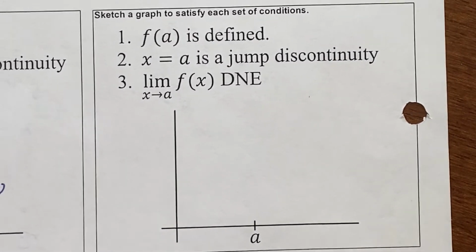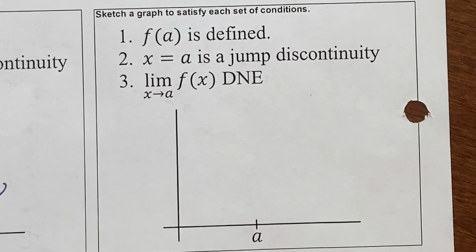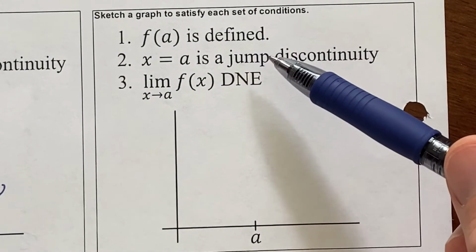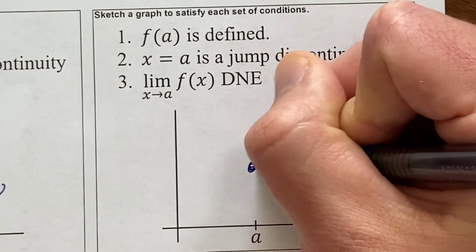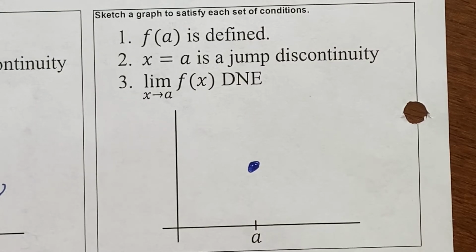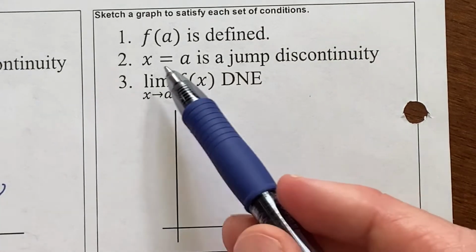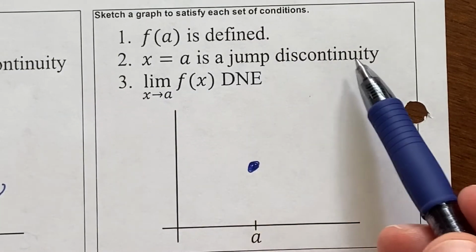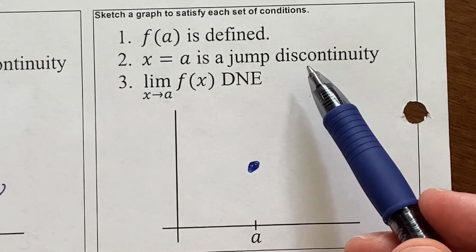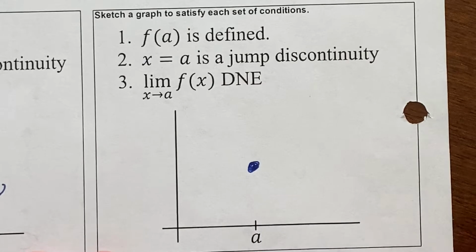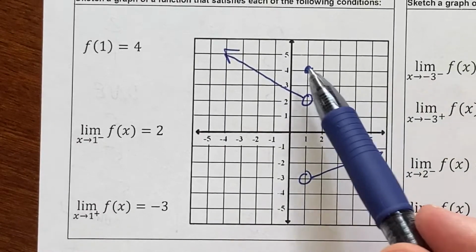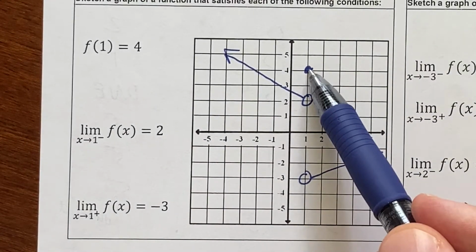Next. All right, it says f of A is defined. That means that at some point there is an answer if I plug A into my graph. X equals A is a jump discontinuity. We haven't really talked about what that means, but it just kind of means that it's a piecewise function, so there's going to be parts to it. So there was a part right there. You could jump, okay, jump discontinuity.